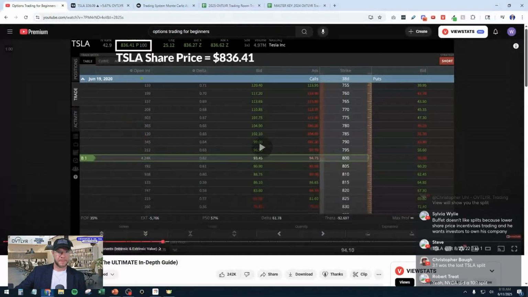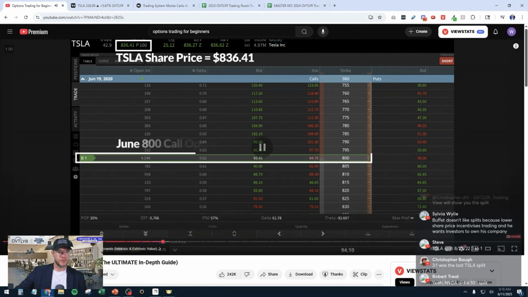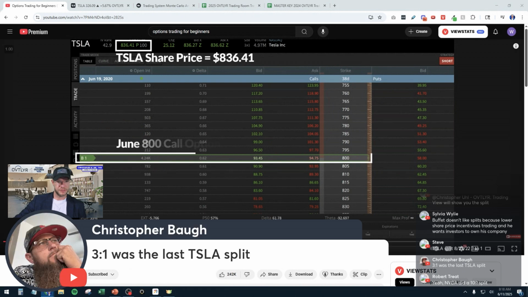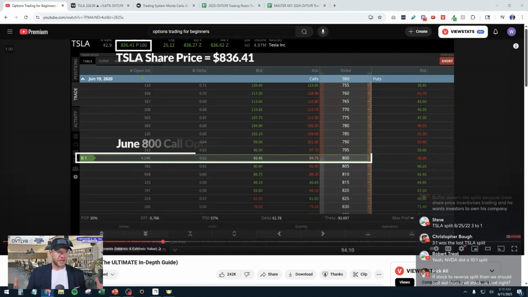Let's go back. And again, we are looking at the call option with a strike price. Oh, here we go. Just for context here, it was 3-to-1 in 2022. Thank you, Steve and Christopher there. And then Robert said NVIDIA did a 10-for-1 split, right? The market cap didn't change. They just increased the number of shares by 10 and then divided the share price by 10.